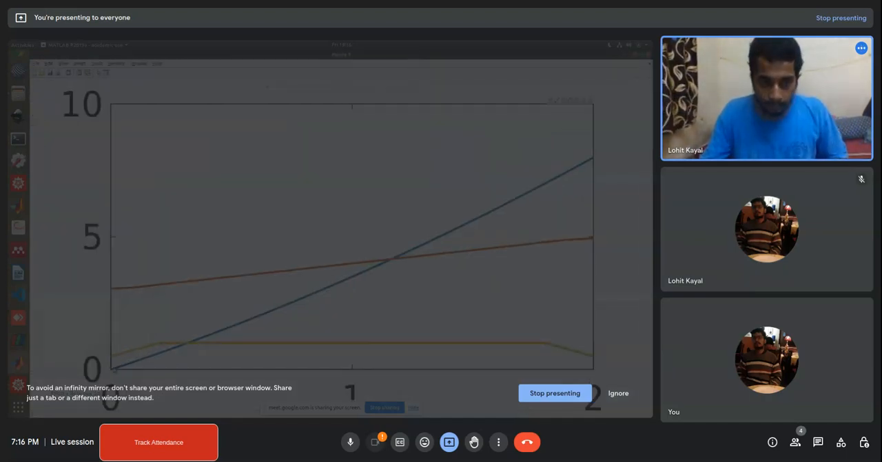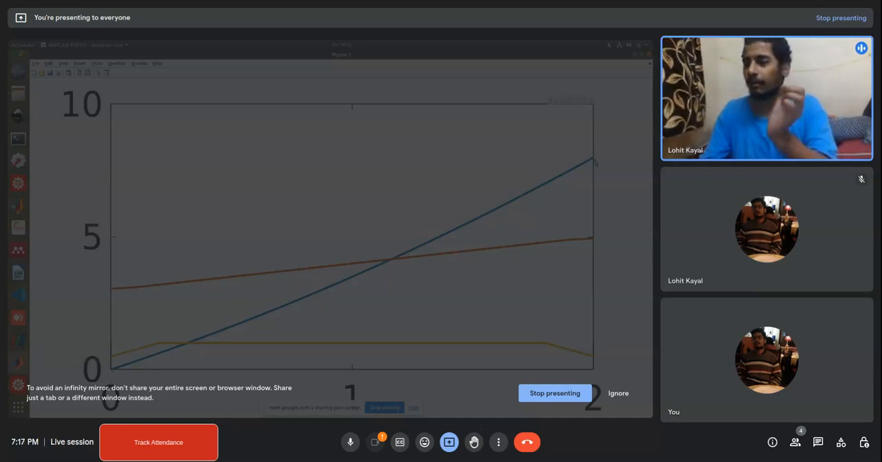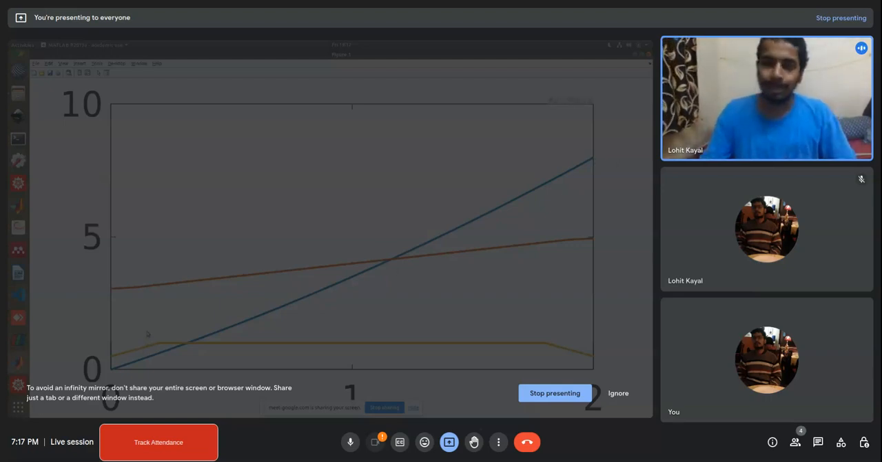So you can see that this is the plot of x versus t, this blue straight line. It is not actually a straight line, it will be a parabola, but here I have only a few data points, so it looks like a straight line. If you increase your time step or the time range, it will be a parabola. This orange one is the straight line.